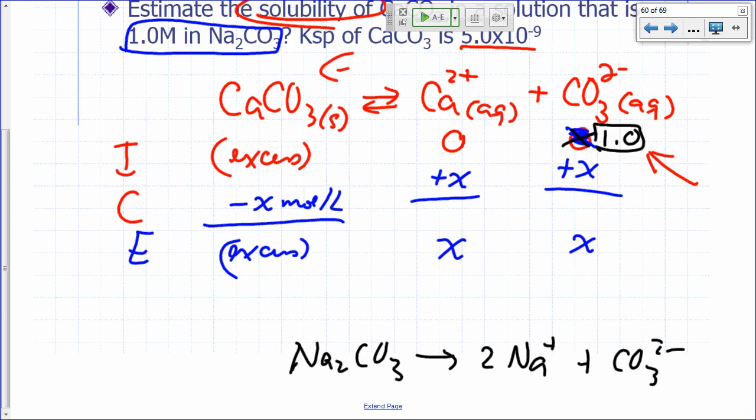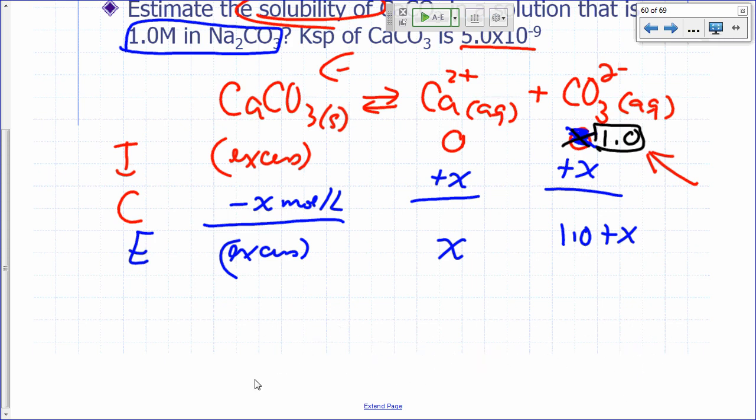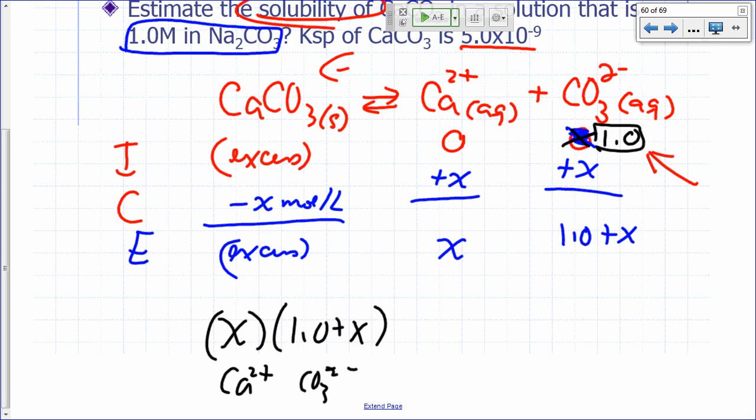Your x would be not quite as much as what you would expect if there wasn't any other source of carbonate. Okay, so our final equilibrium concentration here is 1.0 plus x for carbonate, right? So let's solve for x. What do we get? x times 1.0 plus x, that's your calcium ions and this is your carbonate ion, concentration is equal to Ksp, which is 5.0 times 10 to the negative 9. This is your Ksp. Okay?